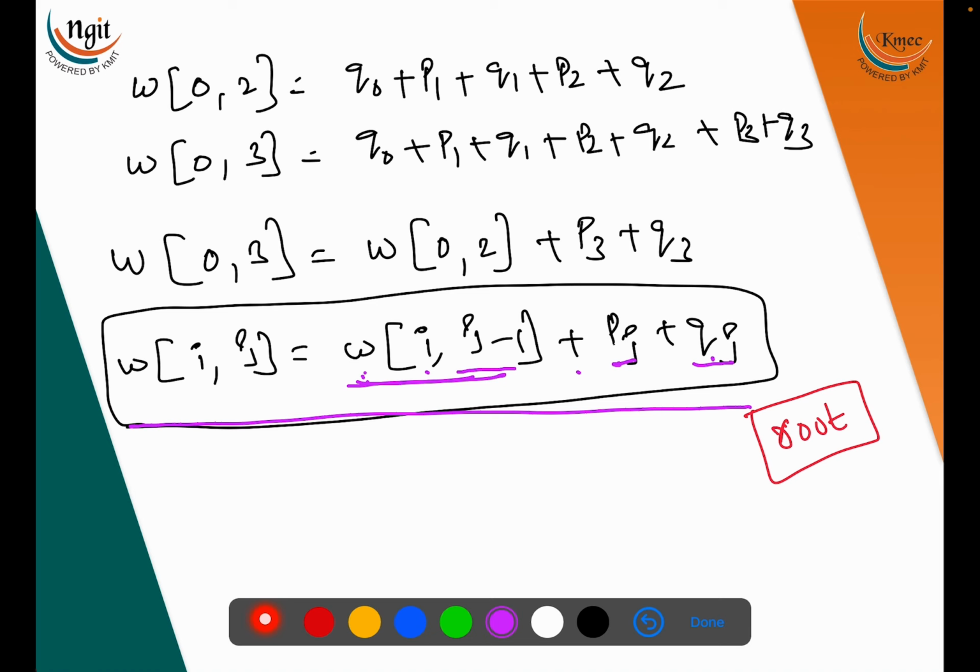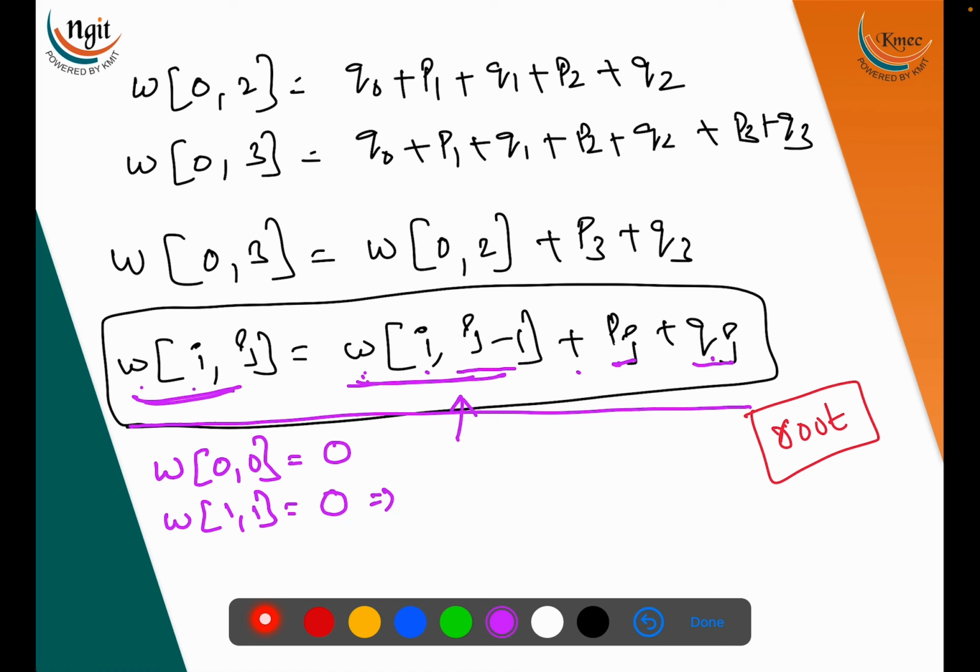Then you will come to know the weight of the particular key. Now let's suppose, what is the weight of w00? It is 0 itself. w1,1 is also 0. Why is it 0? Look at the formula.